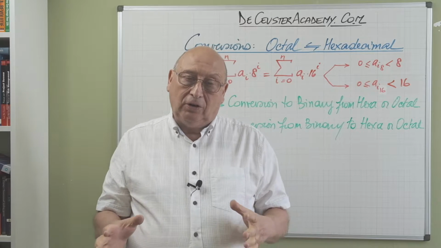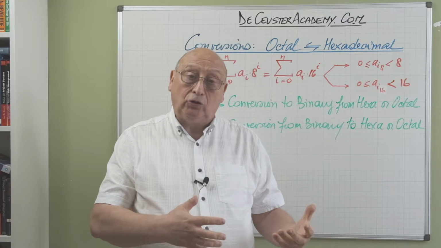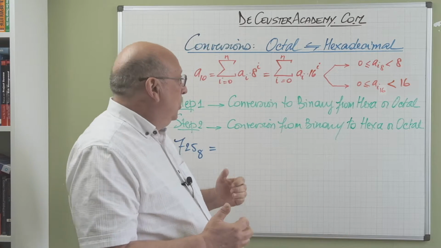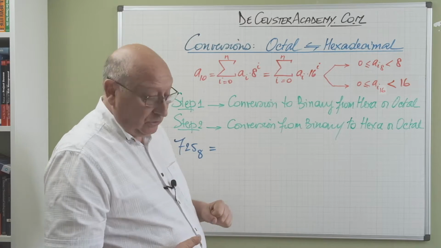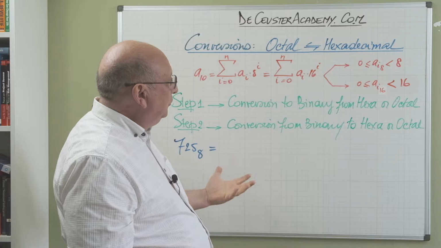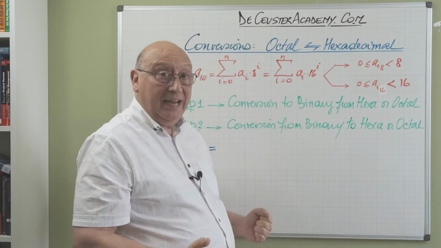In this video, like I said, we're going to talk about the conversion between octal and hexadecimal. Now we have the same elements we have here. The hexadecimal numbers or the coefficients go from 0 to 9 and then from A to F.